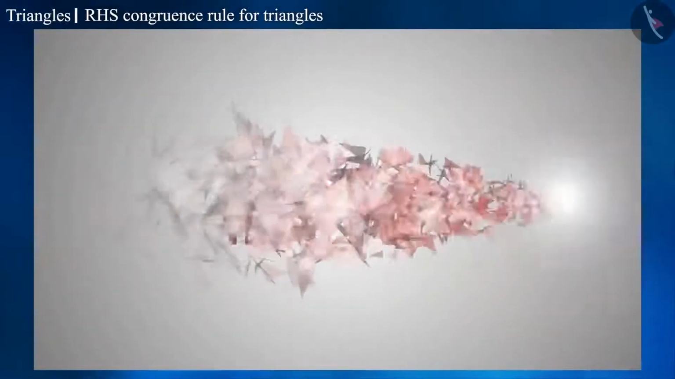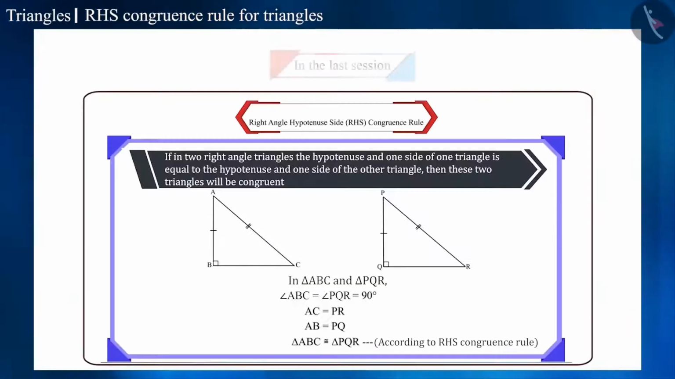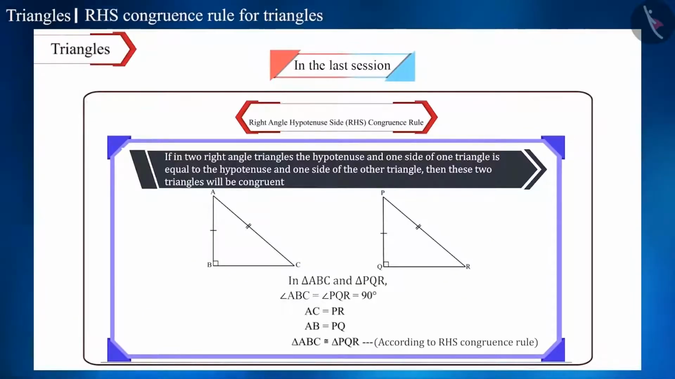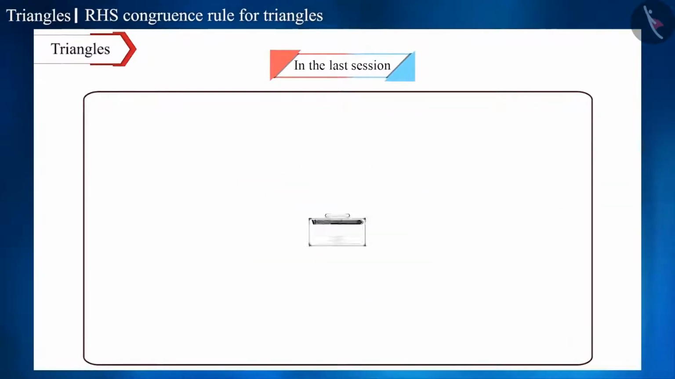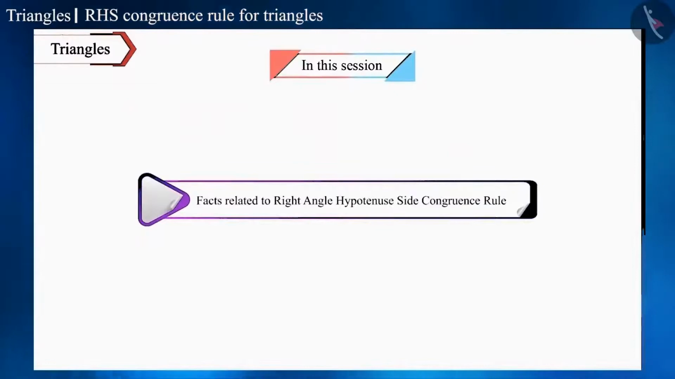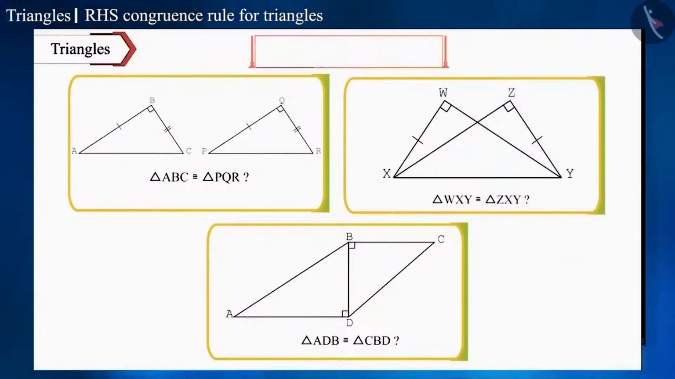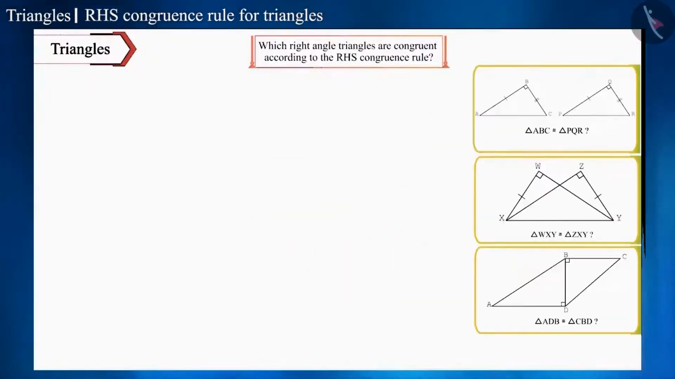Hello friends. Welcome to this video on triangles. In the previous video, we solved some questions based on the right angle hypotenuse side congruence rule, RHS. And today, we will discuss some more concepts based on it. So let's start. Look at the figures given on the screen and tell which right angle triangles are congruent according to the RHS congruence rule.